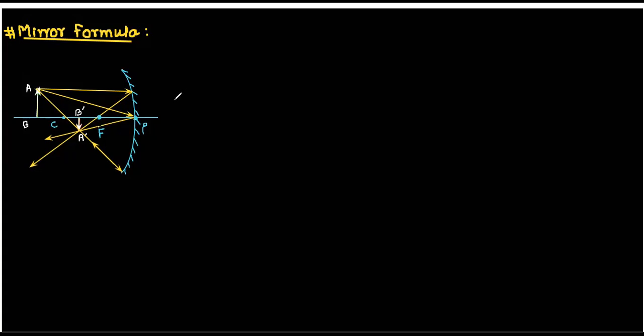So now, see in the diagram carefully, triangle ABC and triangle A dash B dash C are similar.